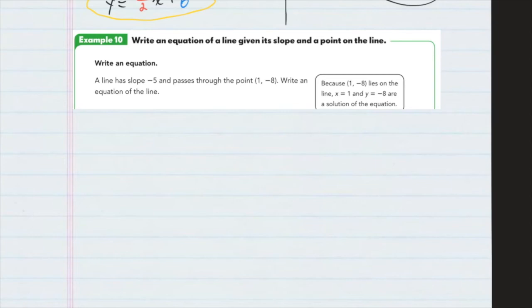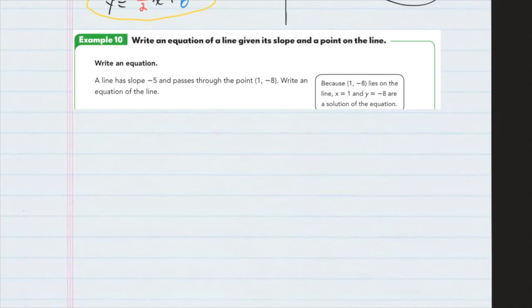So we're going to go with that because I think less work is easier. And if you understand the concept of an equation of a line, then this should be quite easy for you. So we're asked to write an equation of a line that has a slope of -5 and passes through the point (1, -8). I'm going to say write an equation of the line.